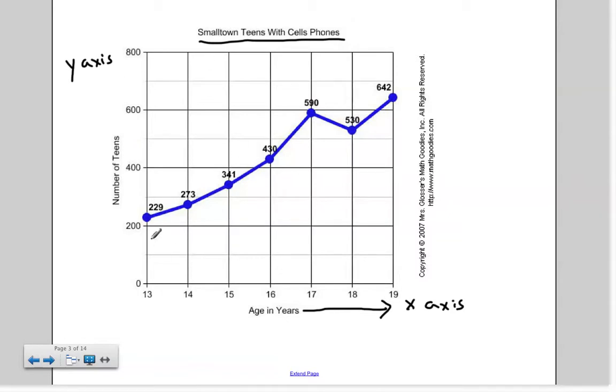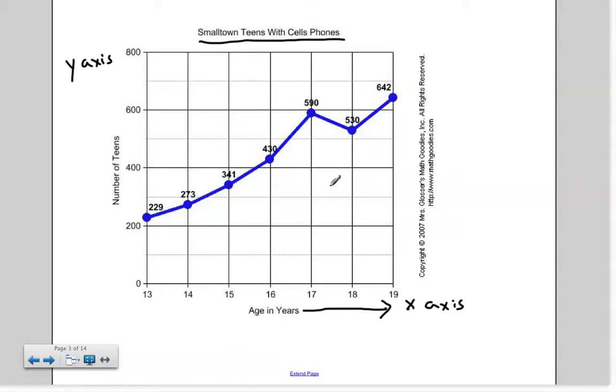Well, we know in a small town, if we look at 13-year-olds, 229 of them in a small town will have cell phones when they're 13 years old. If we look at kids in a small town who are 14, 273 of them will have cell phones. If we look at kids when they're 19, 642 of them will have cell phones. So we're looking and seeing the information. And now we can go and see sort of what information is true.